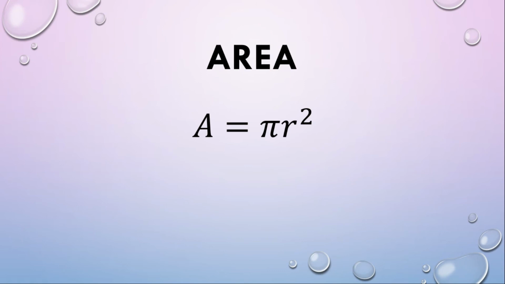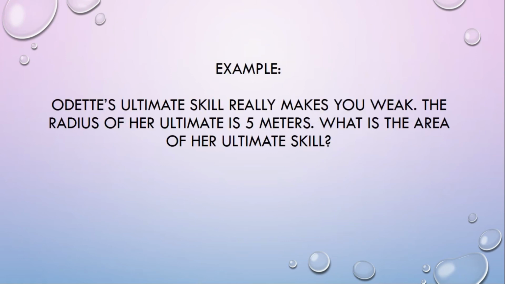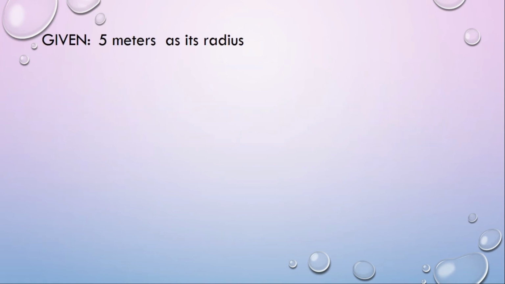Next, the area. The formula for the area of a circle is this one, A equals pi r squared. Let's have the following example. Odette's ultimate skill really makes you weak. The radius of her ultimate is 5 meters. What is the area of her ultimate skill? So given is 5 meters as its radius.